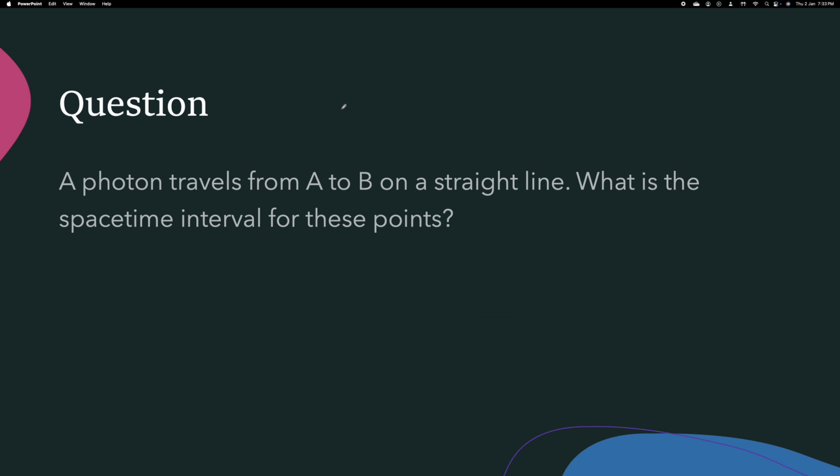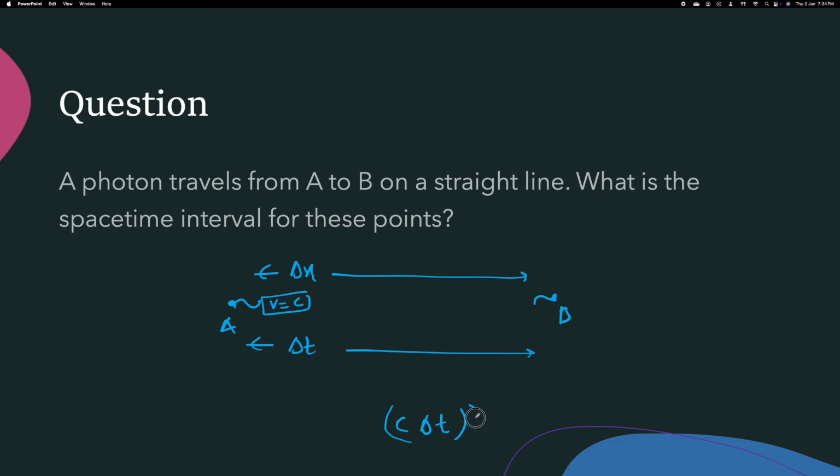Okay. Now, a photon travels from A to B on a straight line. What is the space-time interval for these points? Which points? A and B. So point A is here, point B is here. Say the photon is emitted at point A and reaches point B in a total time period of delta t by traveling a distance of delta x. And what is the speed with which the photon is traveling? It's c. Now, what is the space-time interval? The formula is c times delta t whole square minus delta x whole square. So the question is, what is the value of this space-time interval?